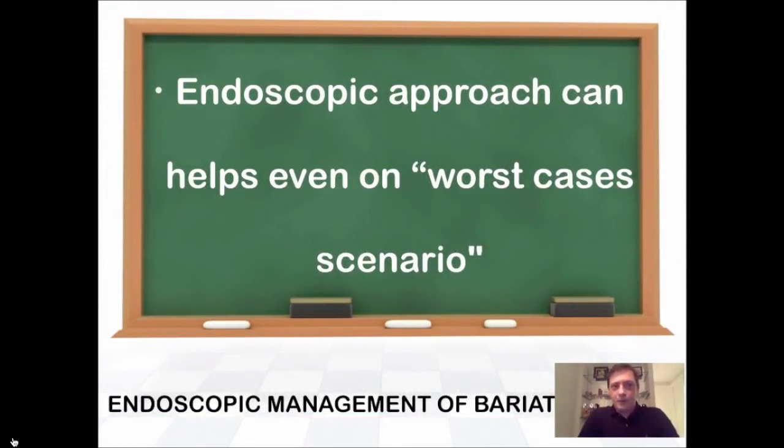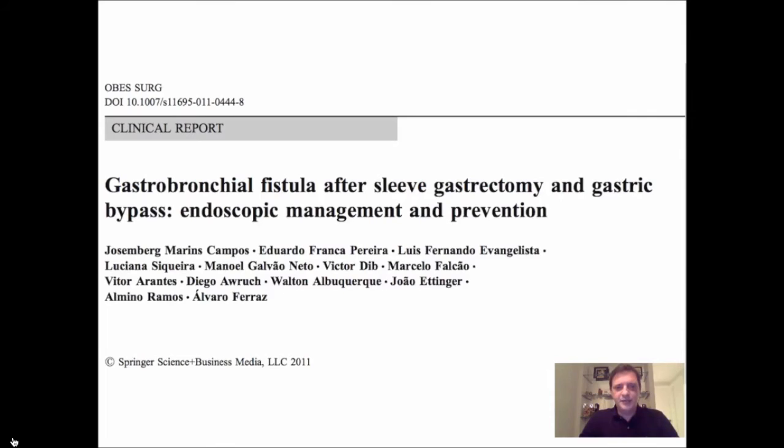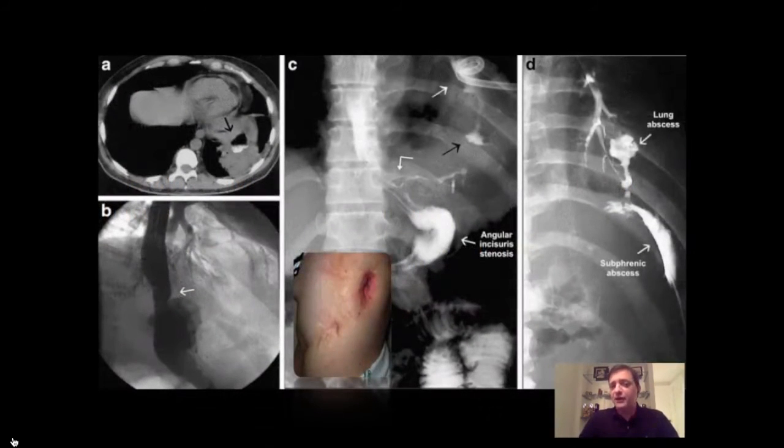We will finish this presentation by saying that the endoscopic approach can help even in the worst case scenario. I'm about to show you one publication of ours, kind of old, from 2011, showing that the endoscopic approach can treat even the most severe of those leaks, such as the gastrobronchial ones. You can see by yourself in the pictures that those cases treated were very dramatic cases, as shown on the screen right now.